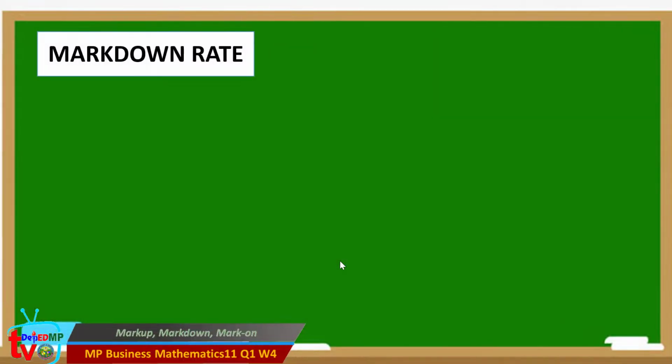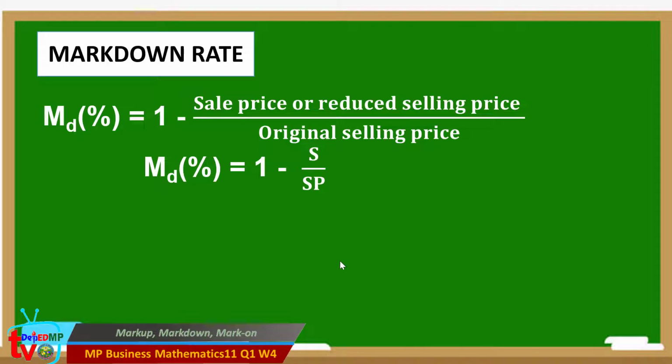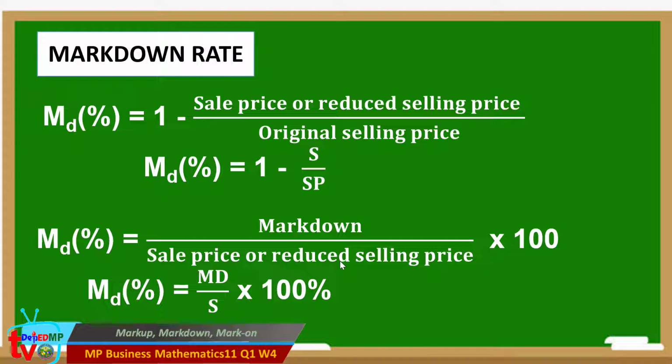And to determine the markdown rate, we have the formula 1 minus the sale price or reduced selling price over the original selling price. Or we can also use the formula markdown over the sale price or reduced selling price times 100%.